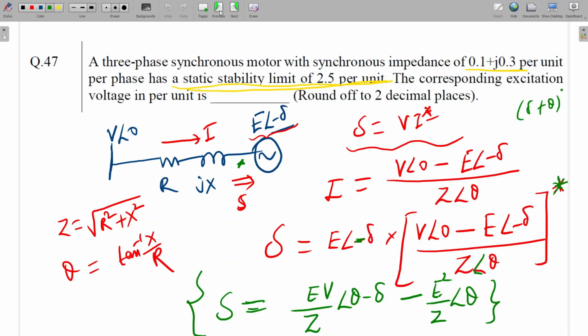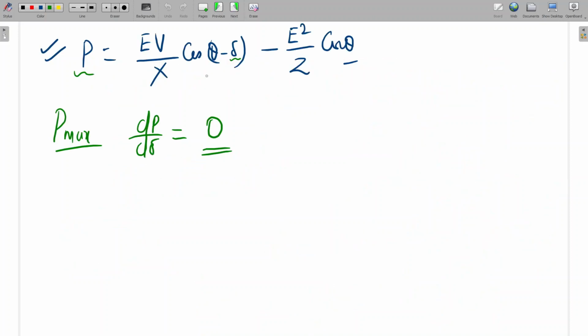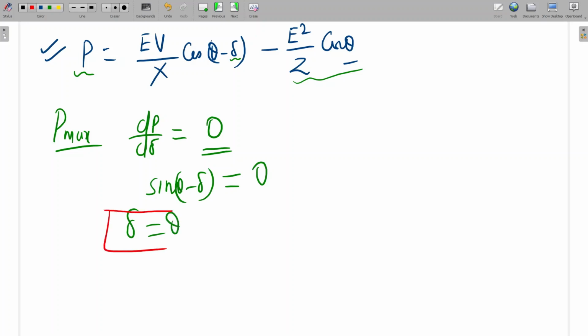Sine theta. So it will be minus sine, and minus delta is there, so it will be sine theta minus delta. Differentiation of cos will be minus sine, and here minus is there inside, so it will be minus 1, so it will be plus sine theta minus delta, and this differentiation will be 0, so it is equal to 0. So what we can say from here is that delta is equal to theta. So when the load angle is equal to the synchronous impedance angle, that is the case when maximum power transfer will happen. Is it clear?